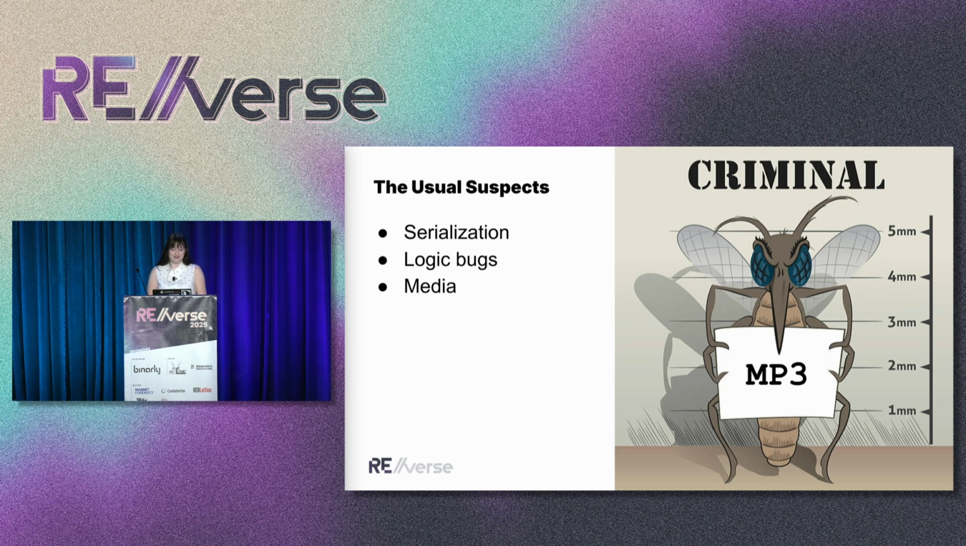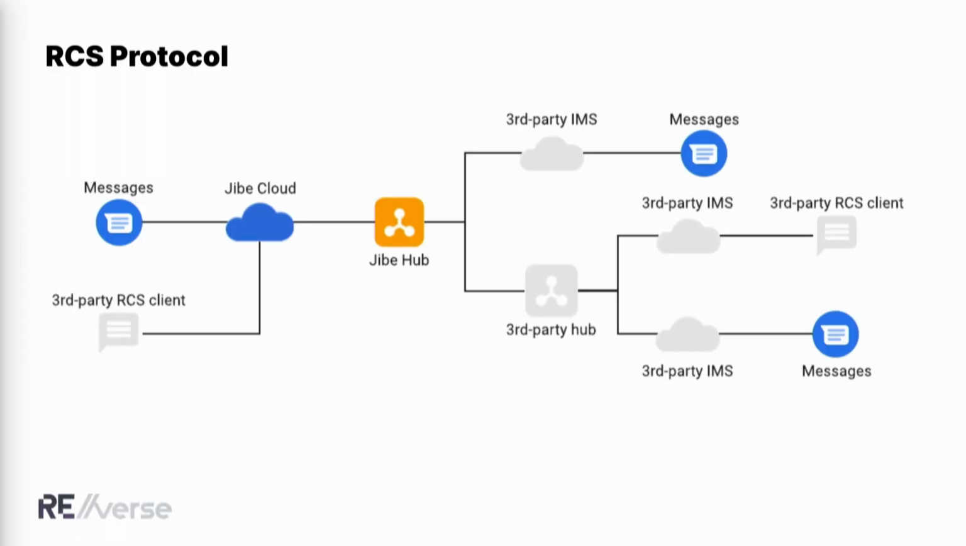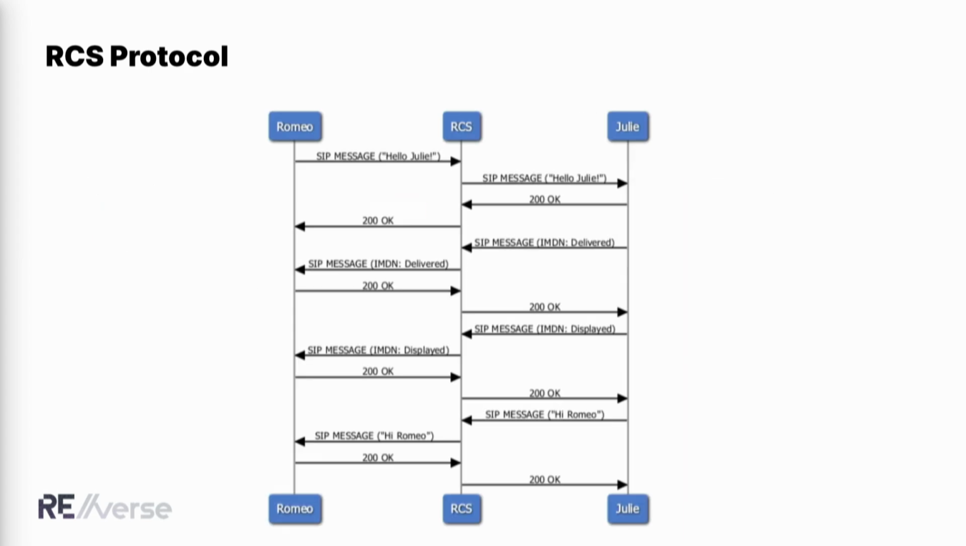And these are serialization, logic bugs, and media. So let's talk about serialization. Serialization, at least to me, is kind of how you get the bytes on the wire to the messaging class that is used by the app. And how this is supposed to work in RCS is that this is supposed to be in SIP. So you send SIP messages back and forth, and then the message is actually a multi-part MIME, like an email with attachments, and that is your message.